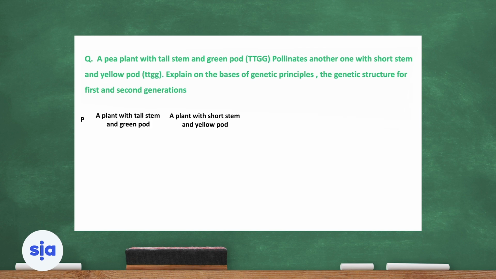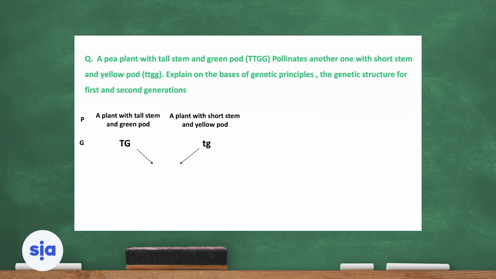We're going to write the phenotype at first. A plant with tall stem and green pod versus a plant with short stem and yellow pod. Here are the genotypes or the genes. So tall gene and green gene. Both of them are capital, so they are dominant. A plant with the short stem, the small t, and the yellow pod, the small g.